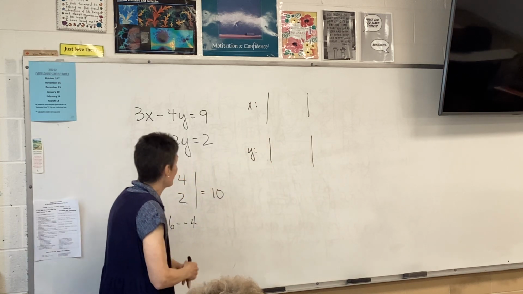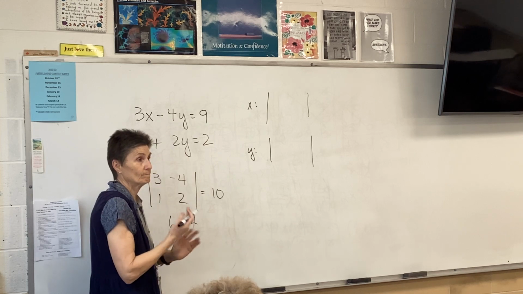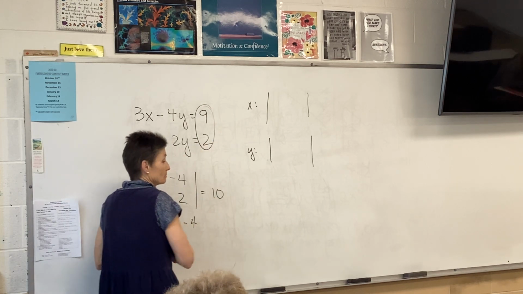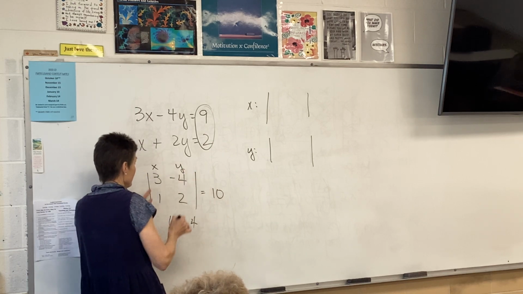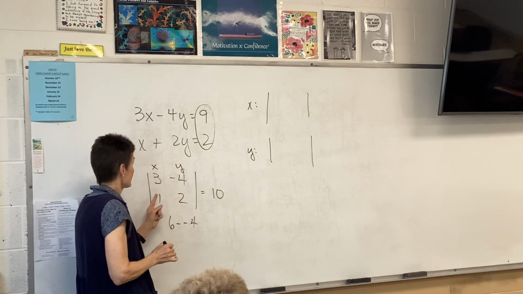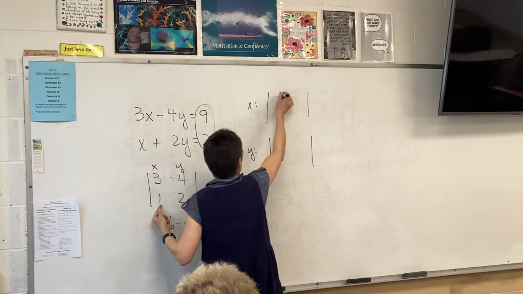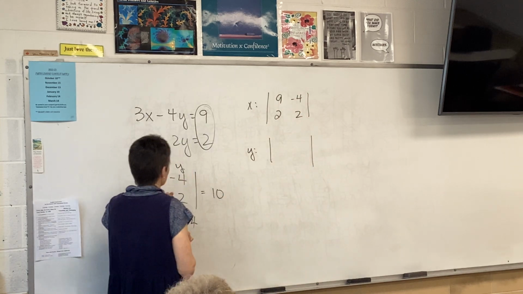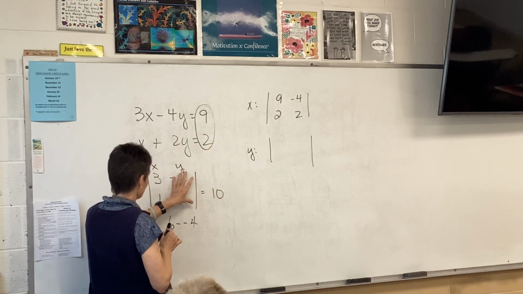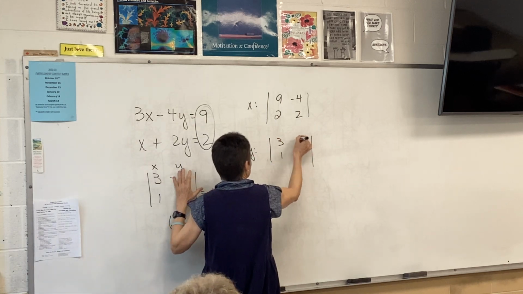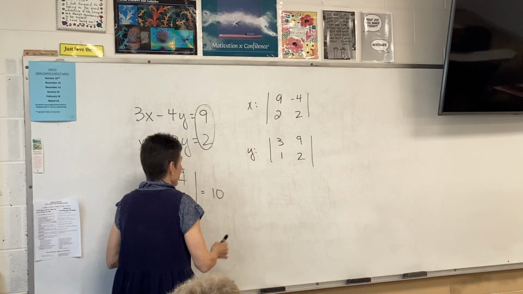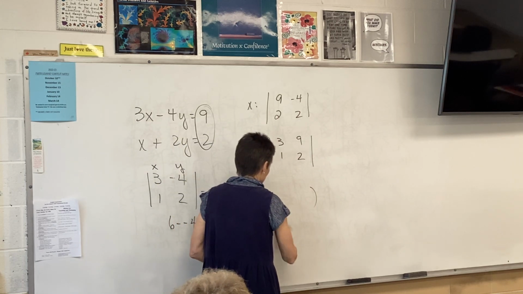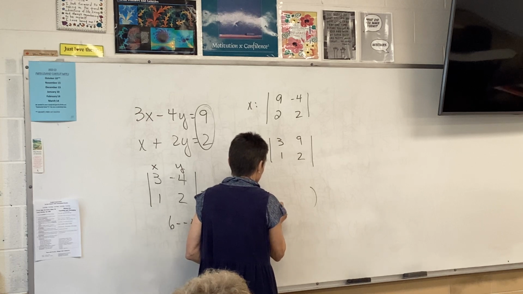Okay, anybody remember how we find our x numerator? Take the 9 and the 2 and plug them in for x. So 9, 2, -4, 2. And then take the 9, 2 and plug them in for y. So 3, 1, 9, 2. All right, that should give me my answer for 10.